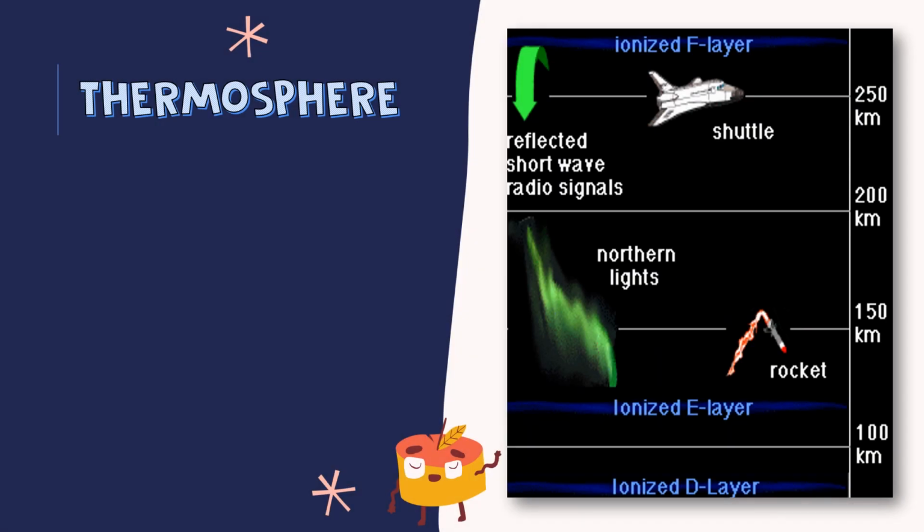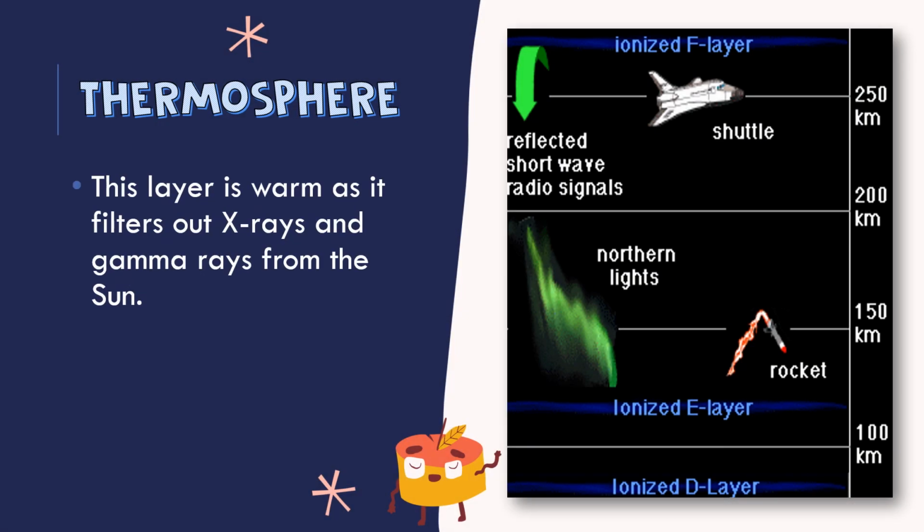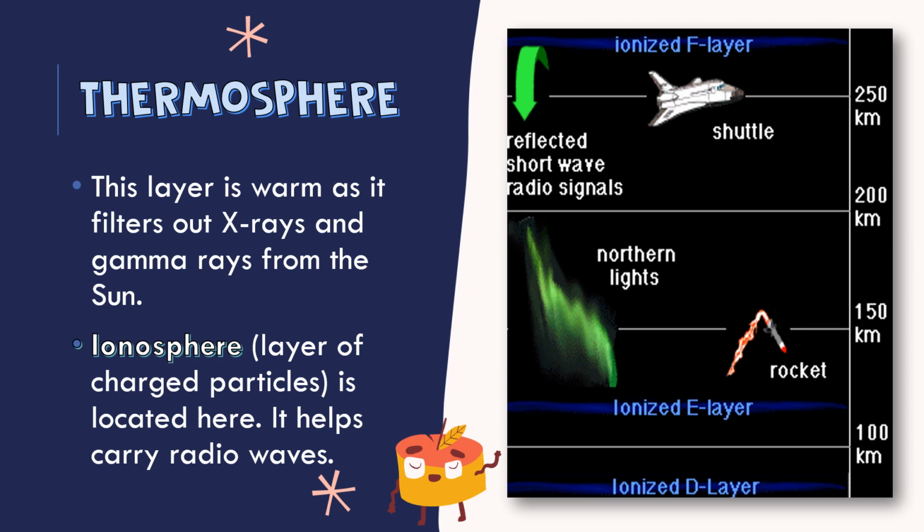Having said that this layer is warm, it filters out X-rays and gamma rays from the sun. The ionosphere, or the layer of charged particles, is located here. It is important because it helps carry radio waves to Earth.